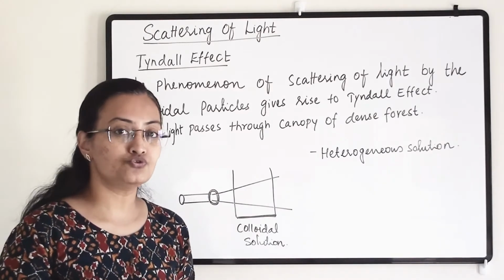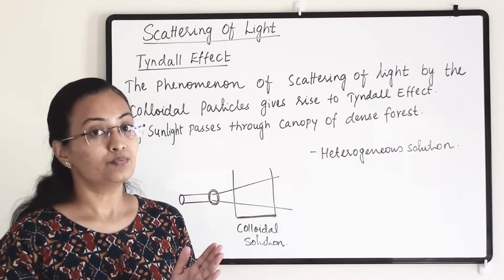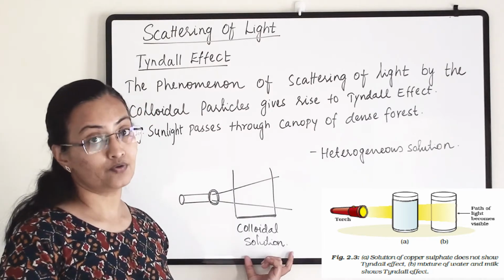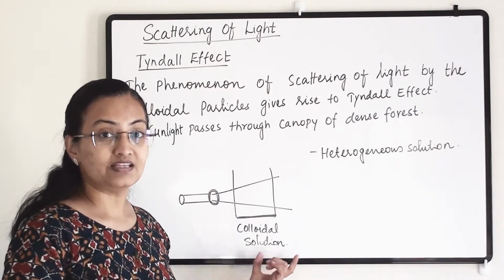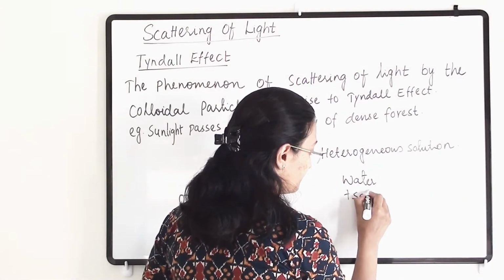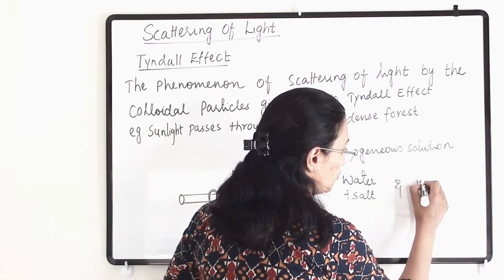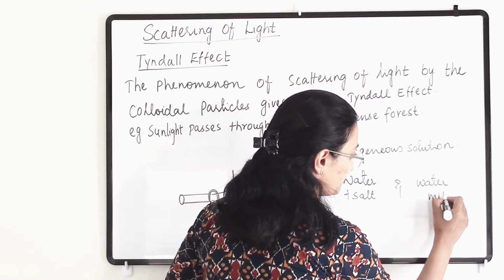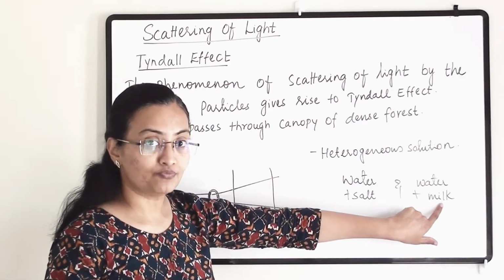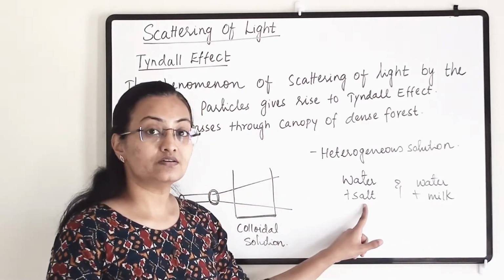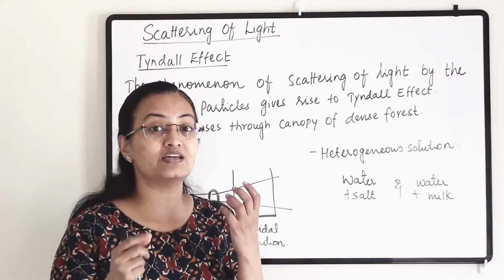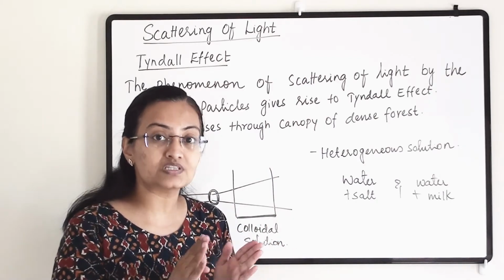So if there are two solutions with us, for example salt plus water or copper sulfate plus water, and milk and water, then there are two solutions: one is water plus salt and another is water and milk. For the second solution we are adding some drops of milk into the water. The salt solution is a true solution. That means the particles of the solute are very small, and due to their smaller size they will not be able to scatter the light.